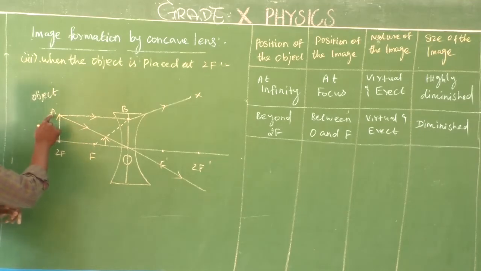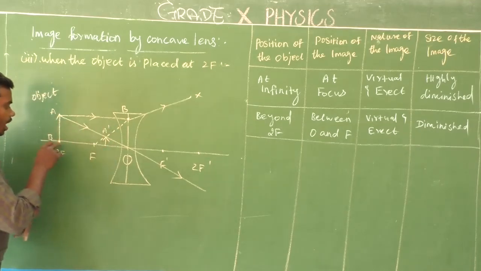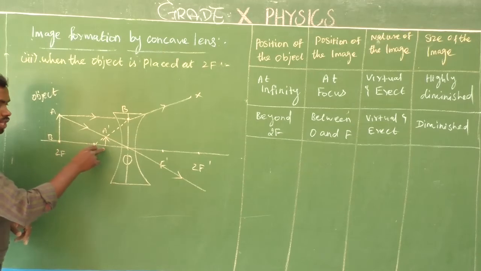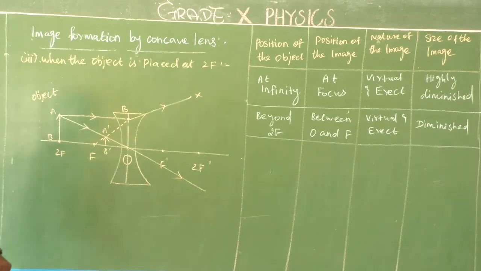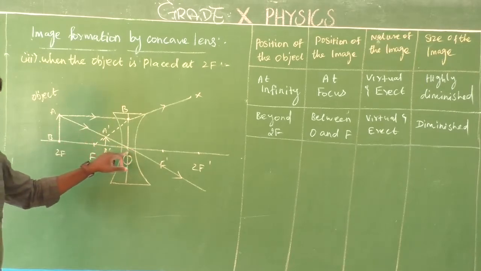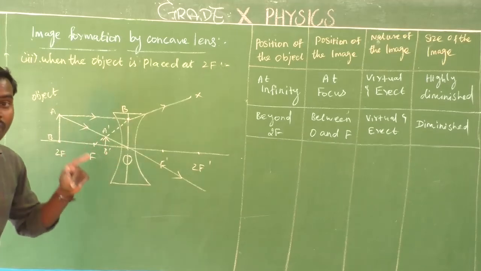Is that clear? So here the top of the object corresponds to the top of the image, which is considered as A dash. And the bottom of the object corresponds to the bottom of the image, considered as B dash. Is that clear? Yes. So what is the position of the object? The position of the object is 2F from the optical center of the concave lens. Next, what is the position of the image? The image is formed between O and F.